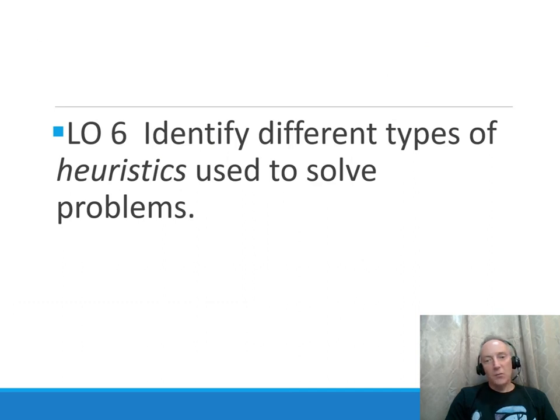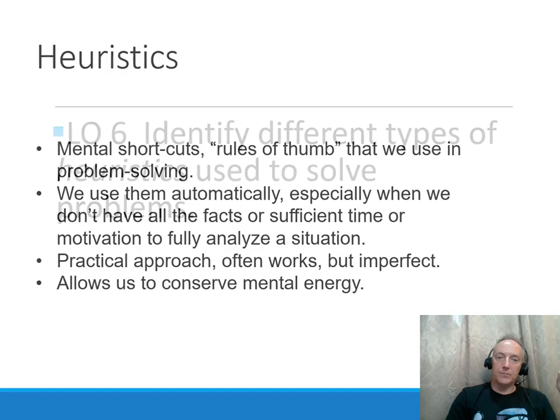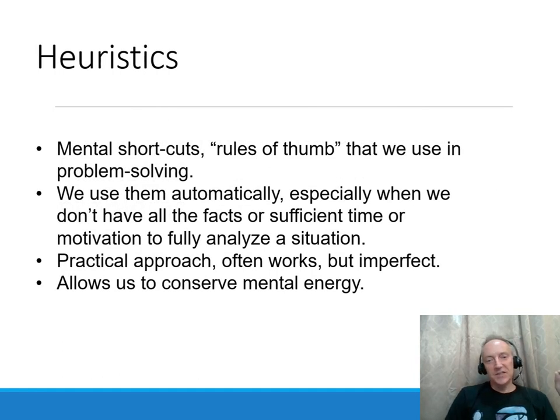Now let's talk more about those different types of heuristics and how we use them. So again, a heuristic is a rule of thumb, a mental shortcut, and we use them in particular situations. We use them when we don't know what else to do. We don't have an algorithm. We use heuristics automatically. Most people are not thinking, oh, I'm going to use a heuristic, I'm going to use this mental shortcut. No, it just automatically happens.